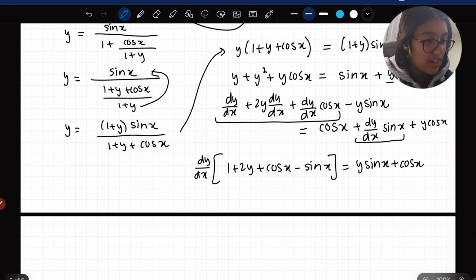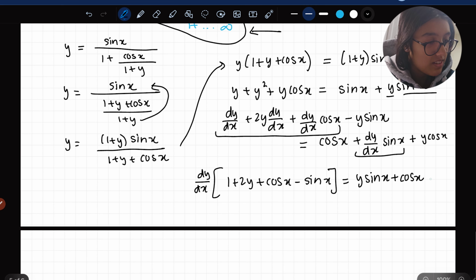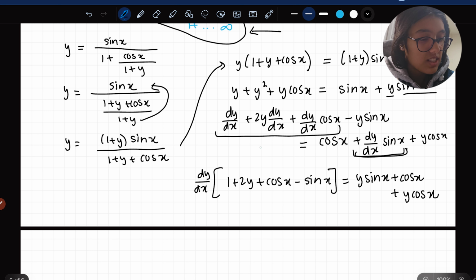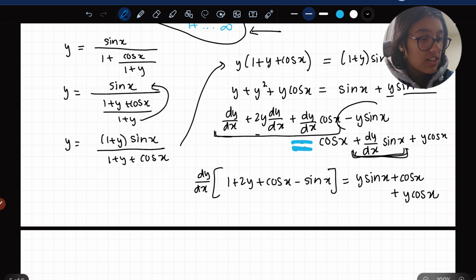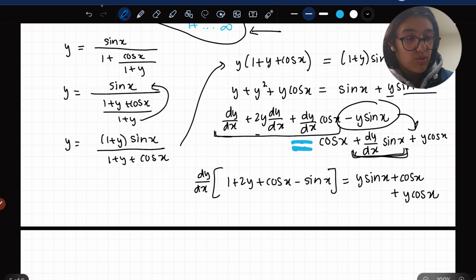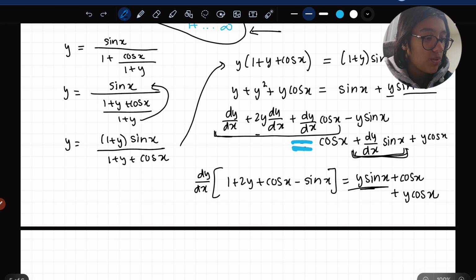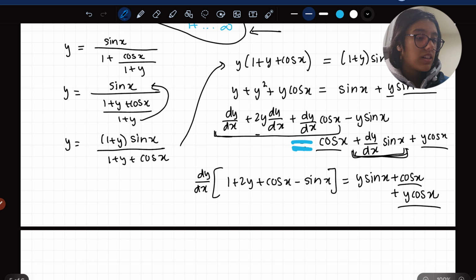Okay, let's do a new page. Plus y cos x. So what I did, I took this to this side over here. This is the equals sign. Let me make that a little bit bigger. And I took this part to the other side, then I took dy over dx out, and I took this to the other side of the equals sign. And that becomes a positive, which is what I got over here. And these two terms just stayed the same.